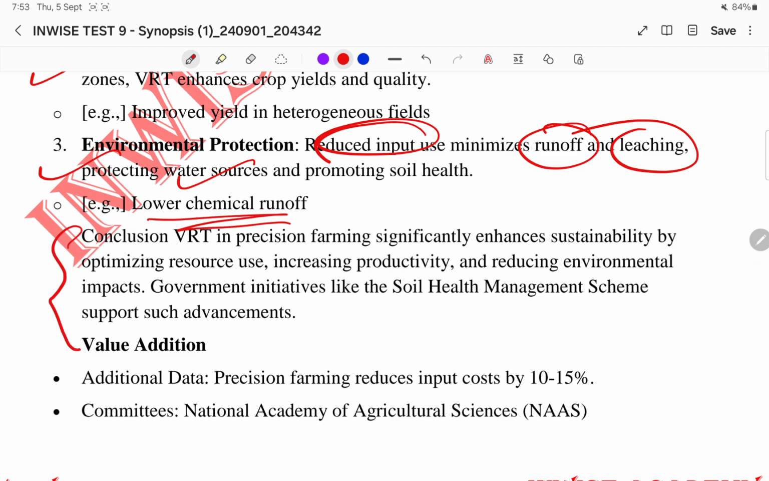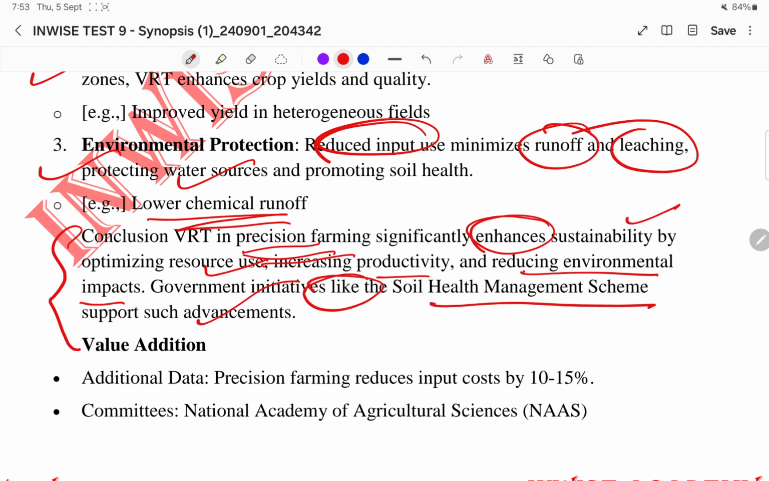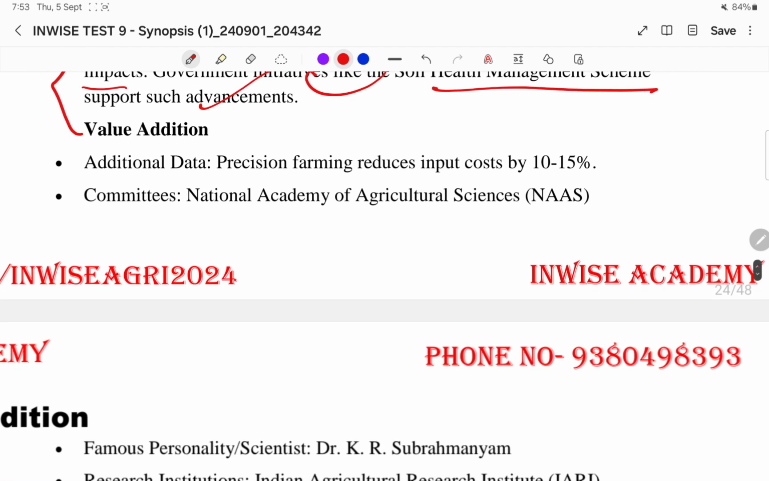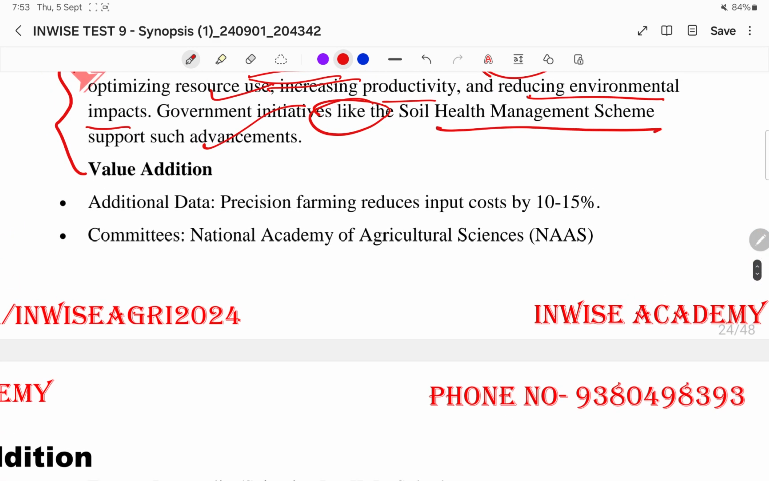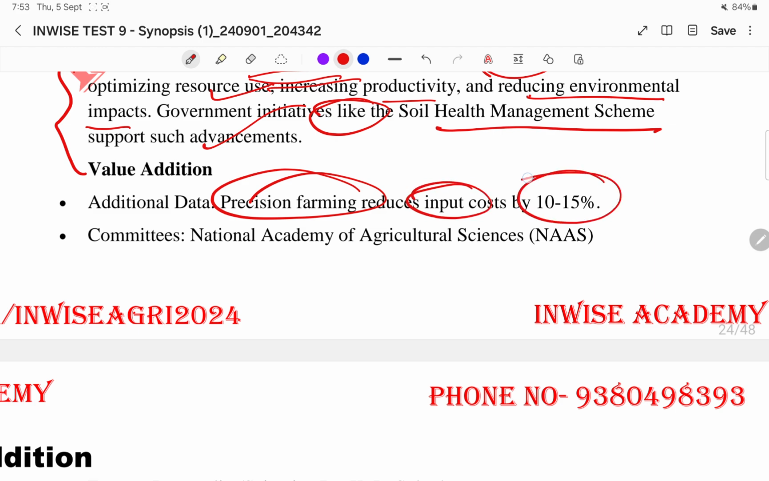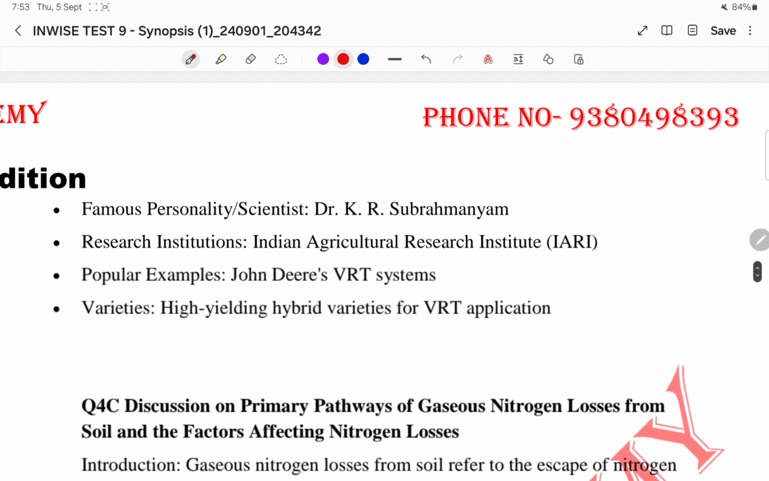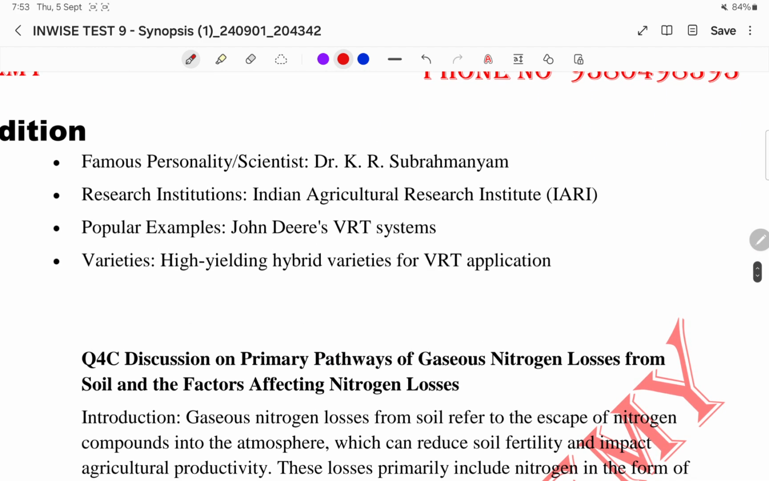Then come to conclusion. VRT in precision farming significantly enhances sustainability by optimizing resource use, increasing productivity, and reducing environmental impacts. Government initiatives like the Soil Health Management Scheme support such advancements. Of course, the data you can mention: precision farming reduces the input cost by around 10 to 15%. Fine. Okay.